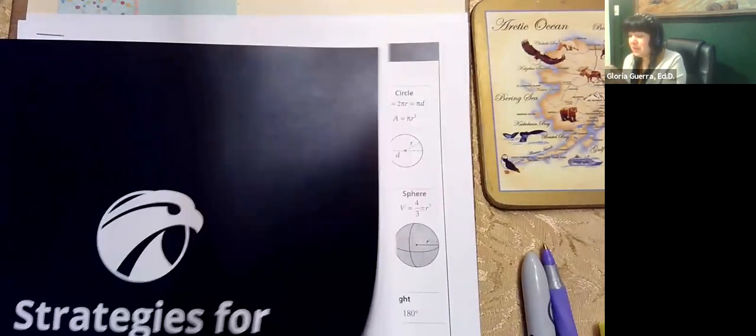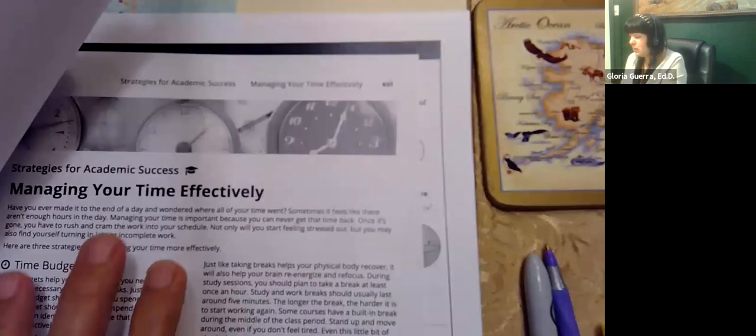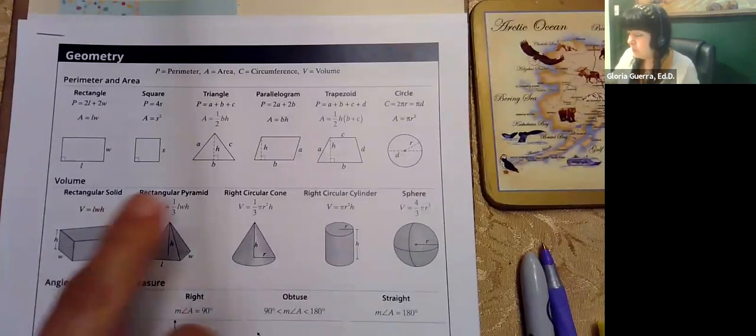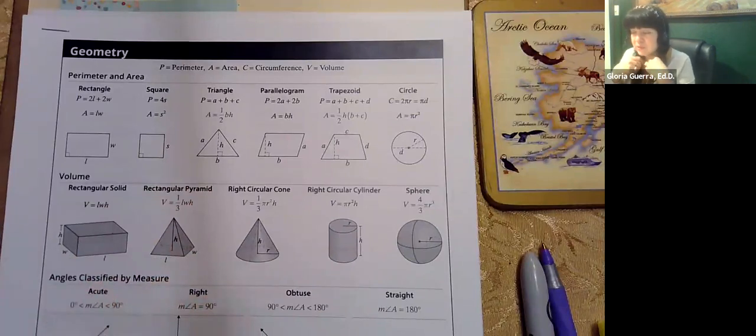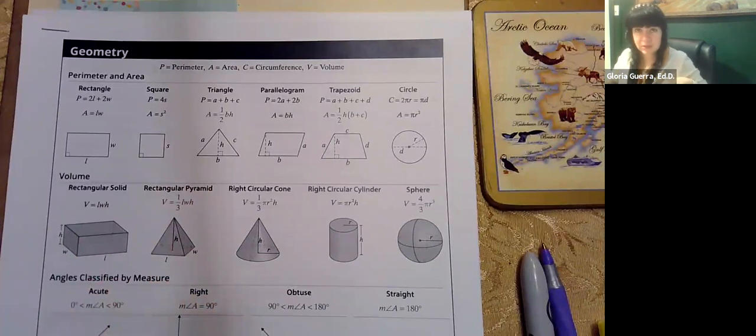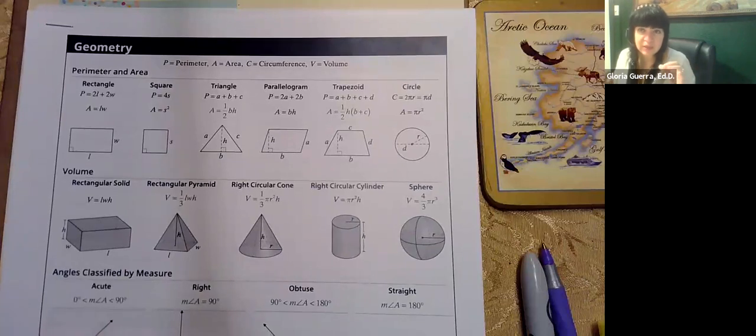At the end of those lessons, after managing your time effectively, that's where this geometry sheet is. So try to look for that and keep it in a safe place. You should keep this geometry page handy all semester long on a paperclip with your multiplication charts, because you can use these as a reference even on the final exam. So you want to have those pages close by.